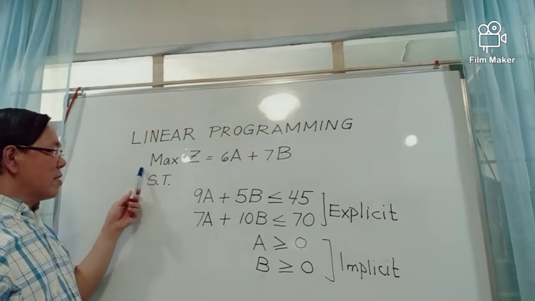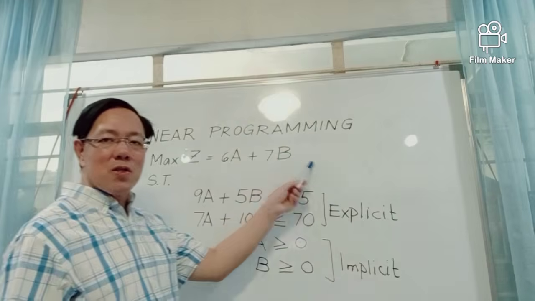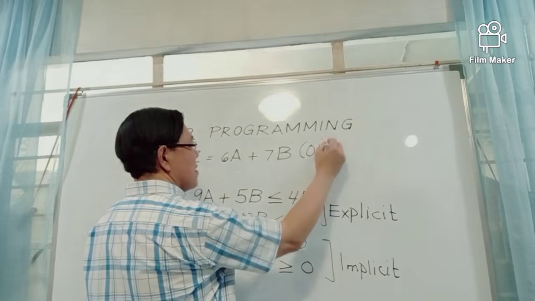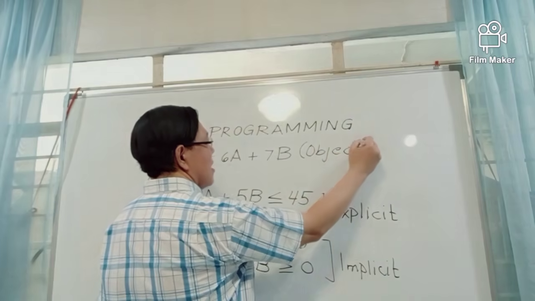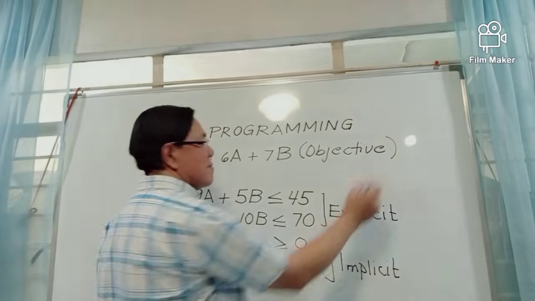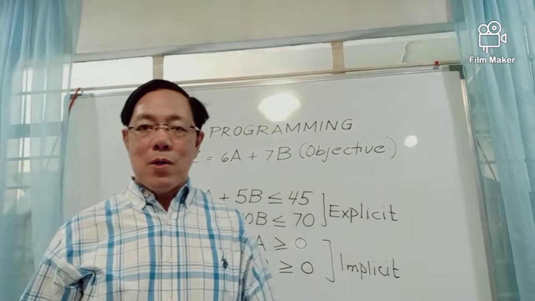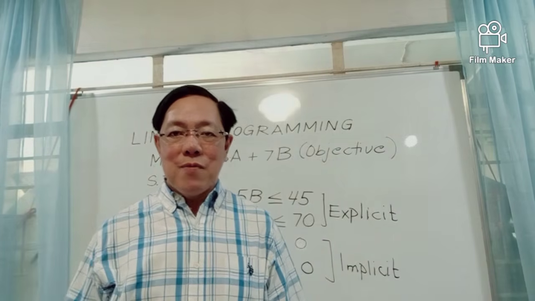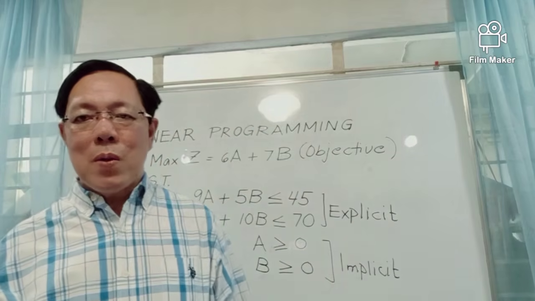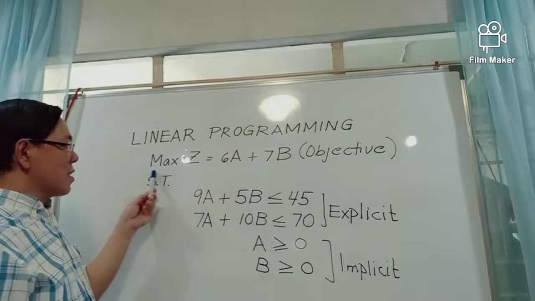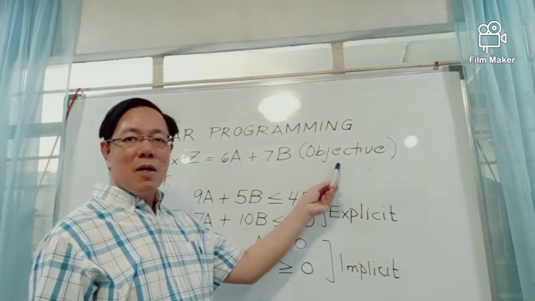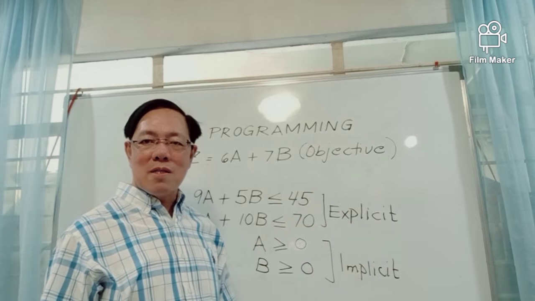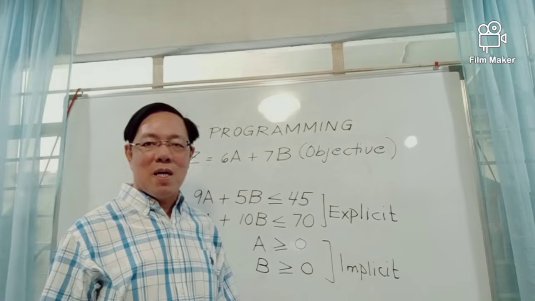The first part is the objective function. The objective function specifies whether your goal is to maximize or to minimize. The first component of a linear program is the objective function. The objective function specifies whether your goal is to maximize or to minimize.